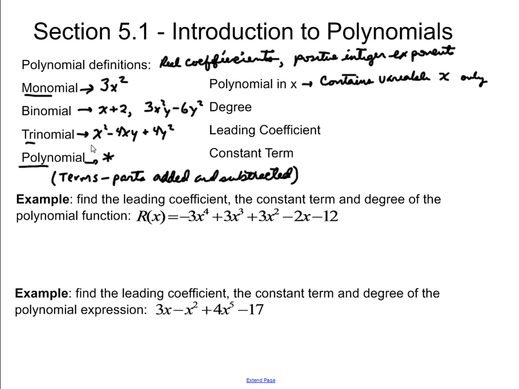So if you look at our trinomial right here, this would be a polynomial in x and y. Our monomial would be a polynomial in x, as with these functions down here. The degree. What is the degree? The degree is the highest value of the exponents in all of the terms, right? So the degree, that's our highest exponent in all of the polynomial's expression. Highest exponent.